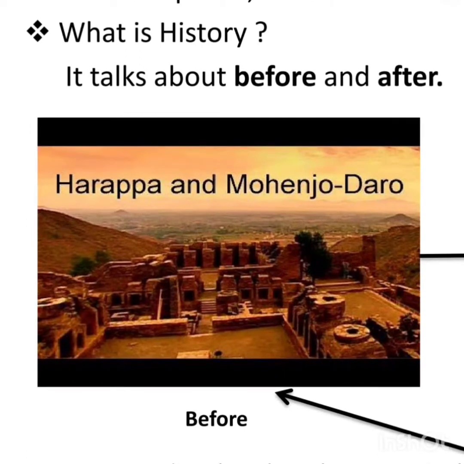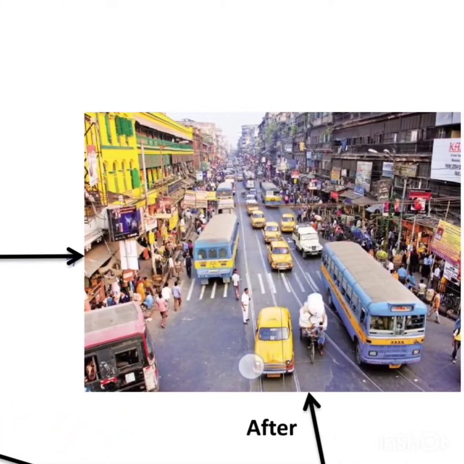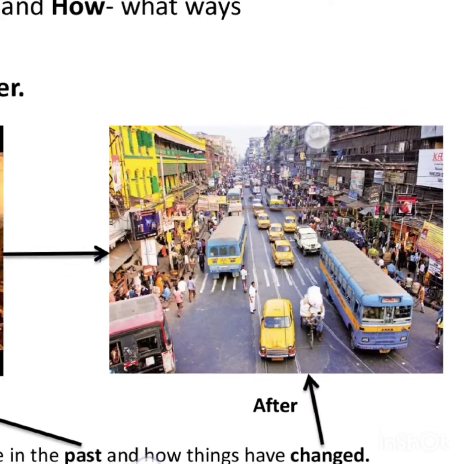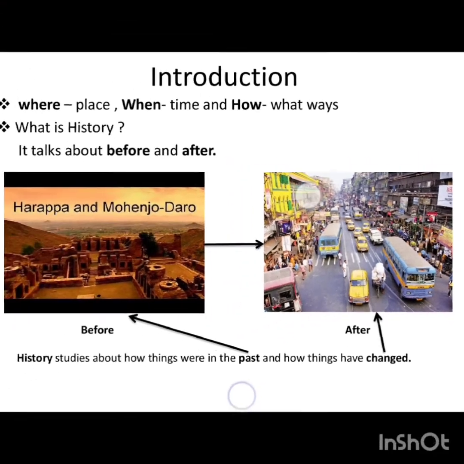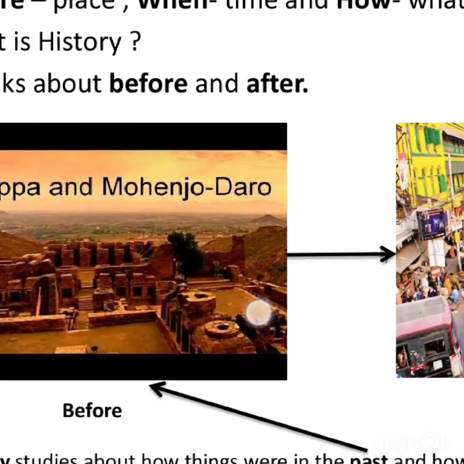During this period, everything was ancient. Coins, languages, the people's dressing style, etc. But now the things have changed. Now everything has been modernized. The building has been made up of concrete and many more things. That is what is shown over here. So history studies about this change. That's why we describe history as before and after.